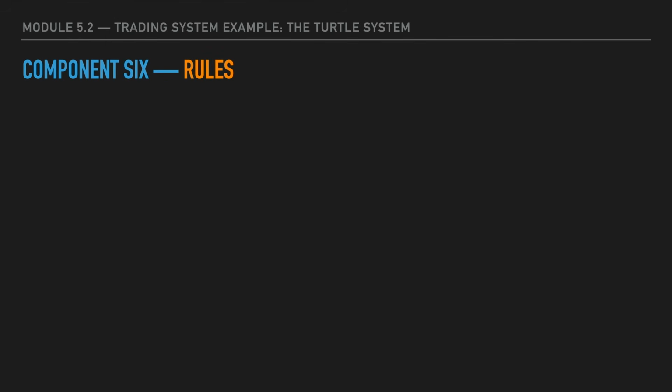Alright, now we come to the last component of the turtle trading system, component 6, the rules. There are 7 trading rules that Richard Dennis strictly set for the turtle traders. Some of them were already mentioned when we talked about the first 5 components, but right now I'm going to compile them together and share them with you one by one.